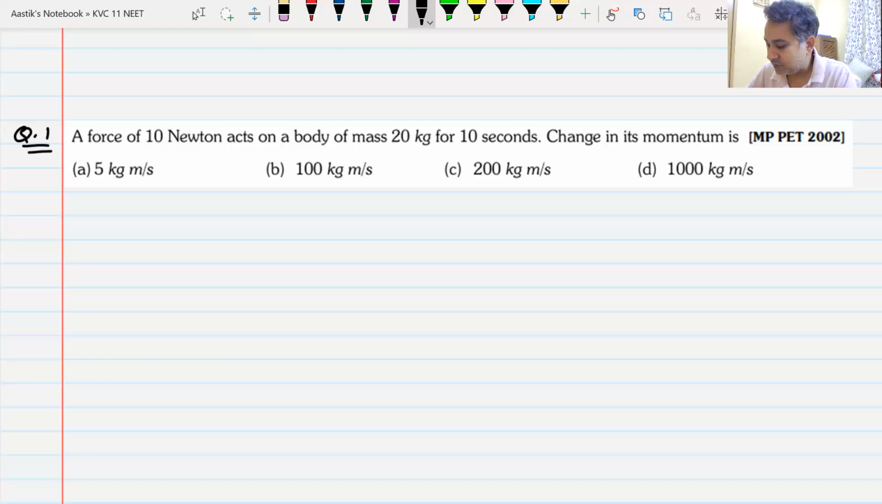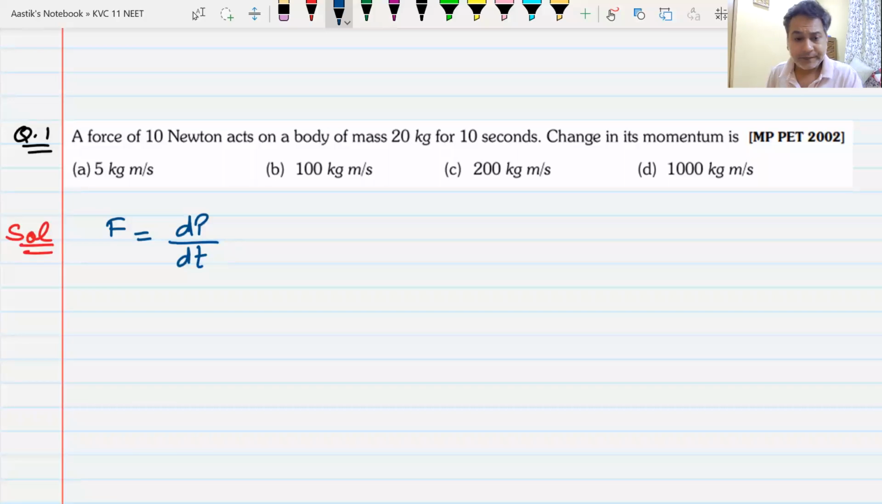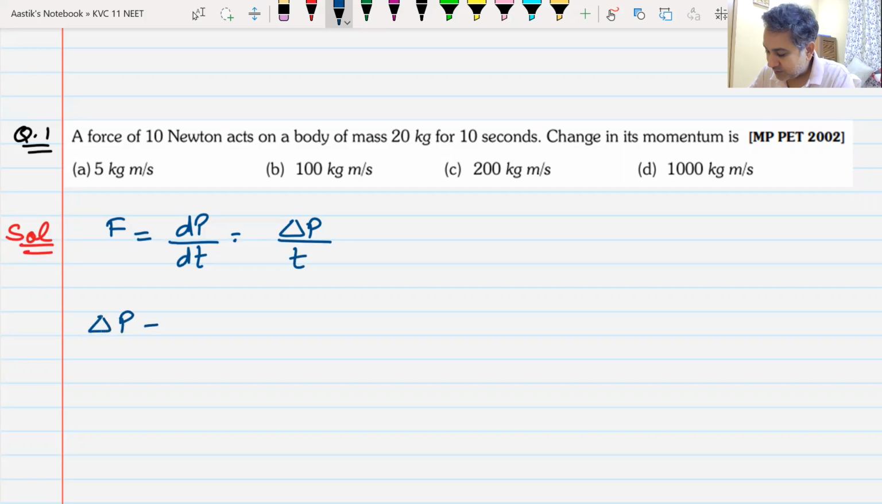You must remember force is the rate of change of momentum. Yes or no? Instead of writing it as dp by dt, you can also write it as change in momentum divided by time. So your change in momentum becomes F multiplied by t. You multiply F by t. So how much is F? F is 10 multiplied by 10. Change in momentum will be 100 kg meter per second.